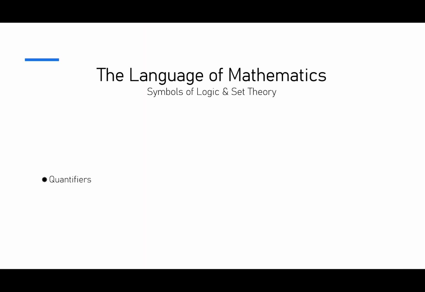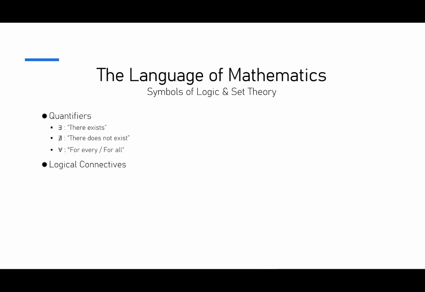First, let's explore quantifiers. Think of them as mathematical quantifiers. The backward E represents there exists. It asserts that at least one object meets a certain condition. The crossed out backward E is its direct negation. There does not exist, meaning no objects meet the condition. Finally, the upside down A stands for every, for all. This is a universal statement, meaning the condition holds true for absolutely every element in a given domain. These form the very basics of mathematical proofs. Next, we use logical connectives to combine simple mathematical statements into more complex arguments, just like grammar connectives in English.